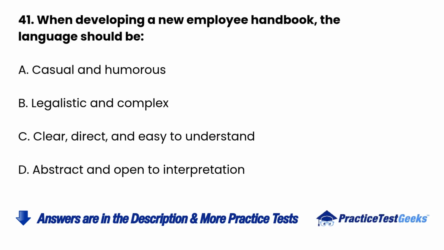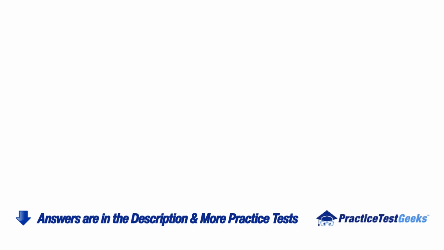41. When developing a new employee handbook, the language should be: A. Casual and humorous. B. Legalistic and complex. C. Clear, direct, and easy to understand. D. Abstract and open to interpretation.